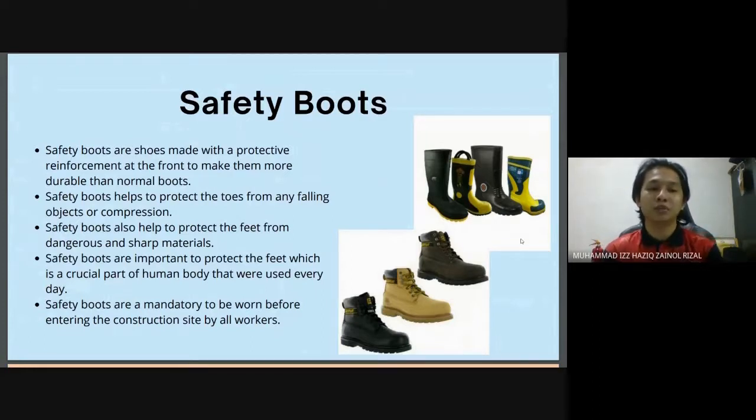Safety boots also help to protect the feet from dangerous and sharp materials. Safety boots are also important to protect the feet, which is a crucial part of the human body that we use every day. Other than that, safety boots are one of the equipment that is mandatory to be worn by all workers before entering the construction site.